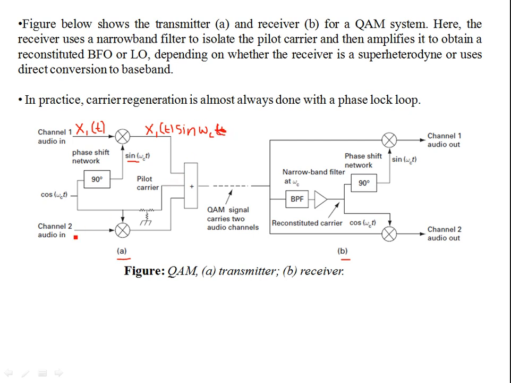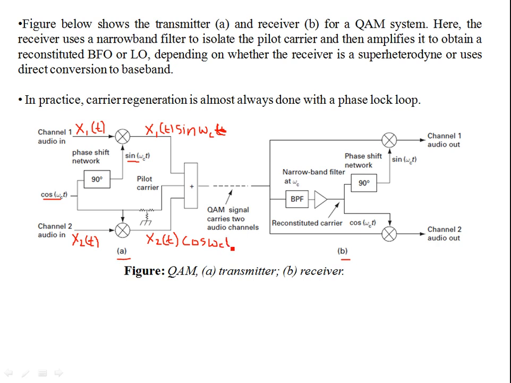Then the other carrier is cosine omega c t, which multiplies another audio signal x2(t). So at the output we have the product of the audio signal x2(t) and cosine omega c t. So x1 and x2 are different signals, and x2 is multiplied by cosine of omega c t.